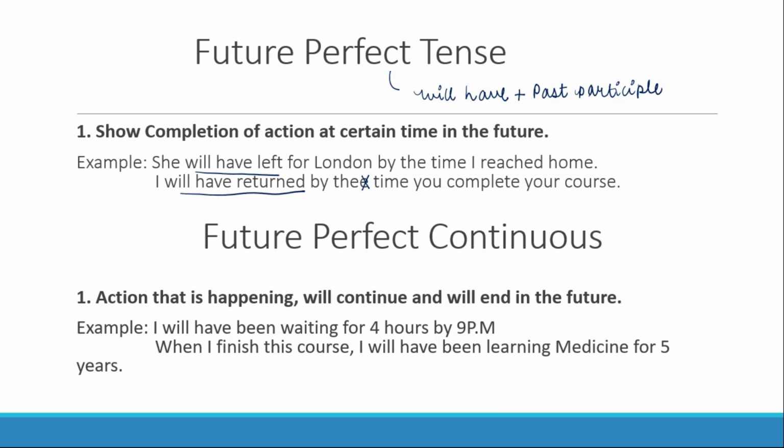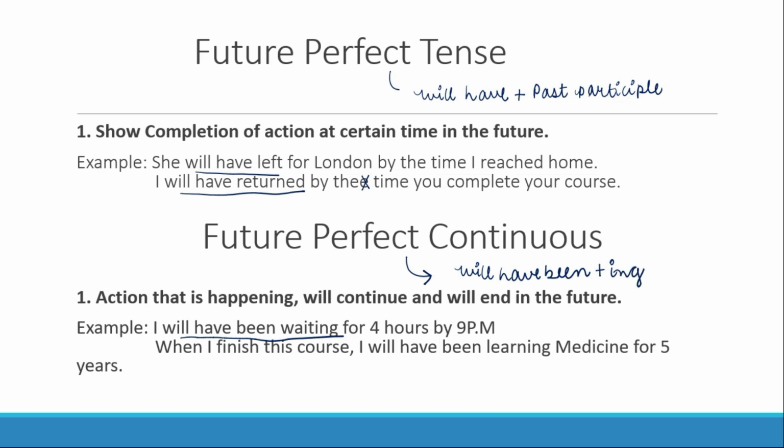I will have been waiting for 4 hours by 9 p.m. So when it becomes 9 p.m., I will have been waiting for 4 hours. So I think at 5 o'clock I started waiting and it is the 9 now. So I am saying in the future when it becomes 9 p.m., I will have been waiting for 4 hours. So it will continue. I will have been waiting. So in future perfect continuous, you will use will have been plus ing.